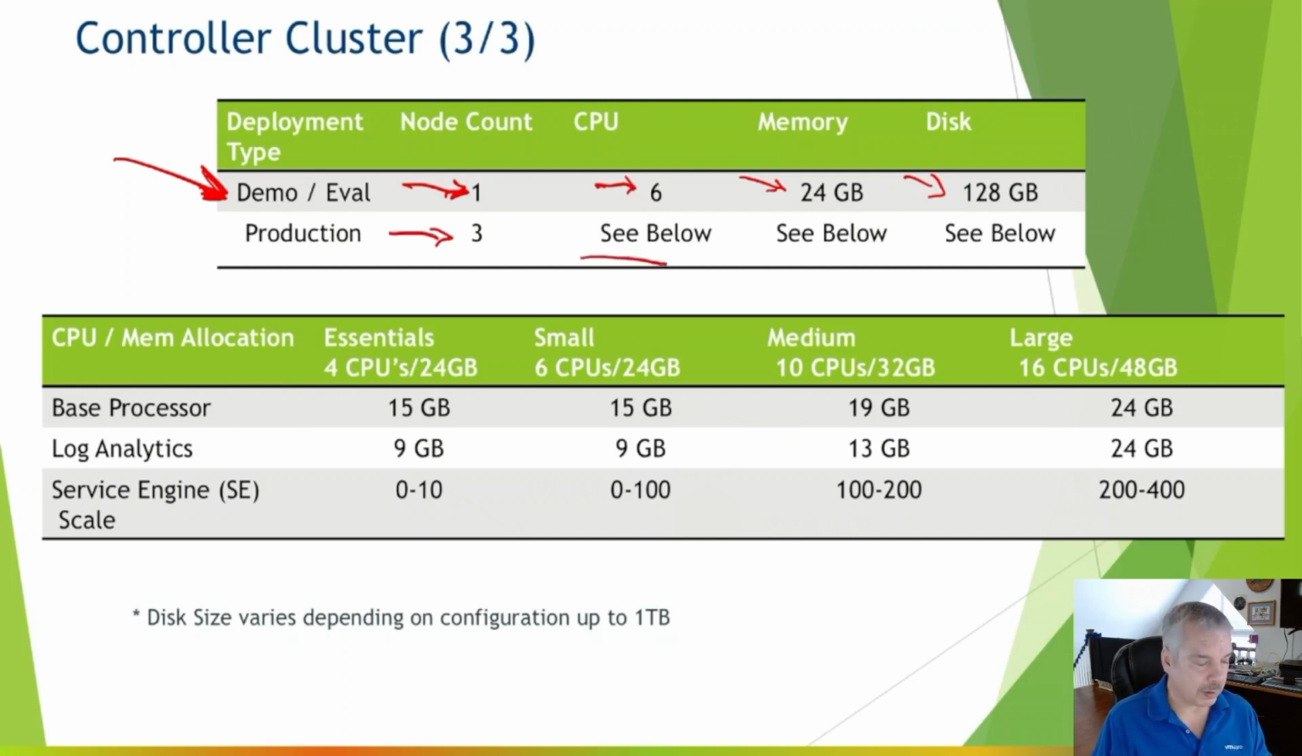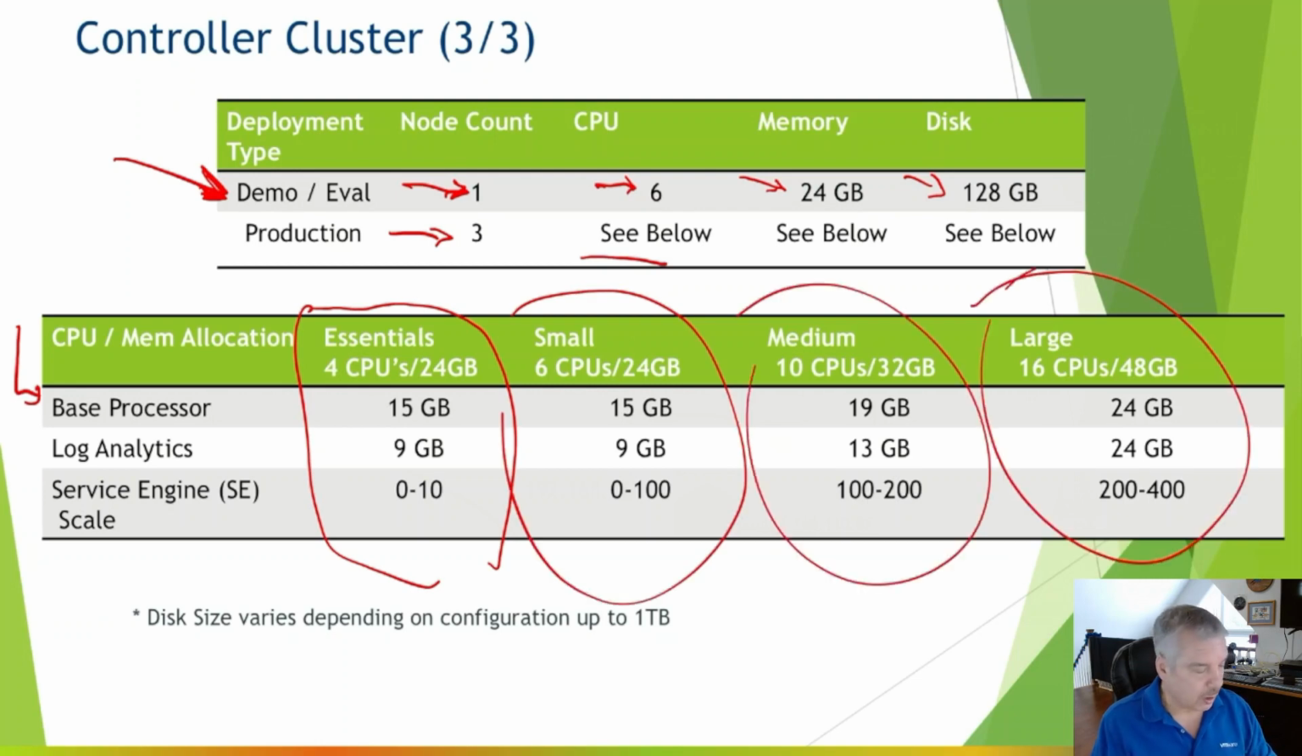Now, how big should it be? This is where the chart comes in, right? They have essentials, small, medium, and large. Notice over here, essentials says 4 virtual CPUs and 24 gigs. That means with 3 nodes, each will have 4 CPUs and 24 gigs of memory. It also shows, for example, the base processor will use up 15 gigs, and the log analytics takes 9. It shows you some of the stuff that's going to be using up the memory, right?